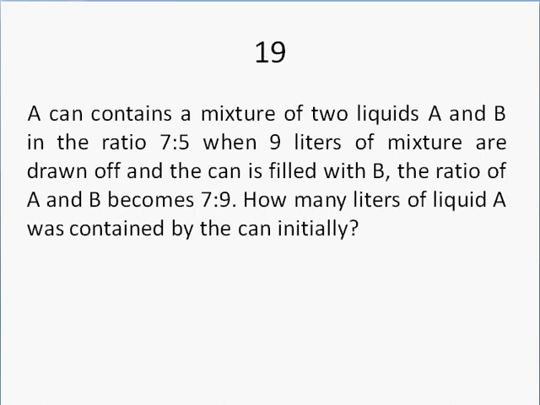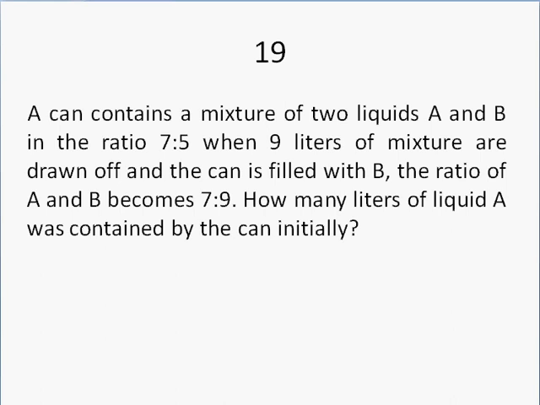It says a can contains a mixture of two liquids A and B in the ratio 7:5. When n liters of mixture are drawn off and the can is filled with B, the ratio of A and B becomes 7:9. So how many liters of liquid A was contained by the can initially? Now let the liquids A and B in the can be 7x and 5x. Okay, so 9 liters are drawn off. Whenever it is ratio and drawn off, we have to use the previous method. We have already done one question of this kind. You will come to know when we will be solving it.